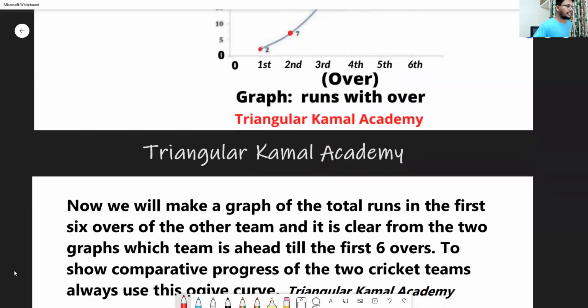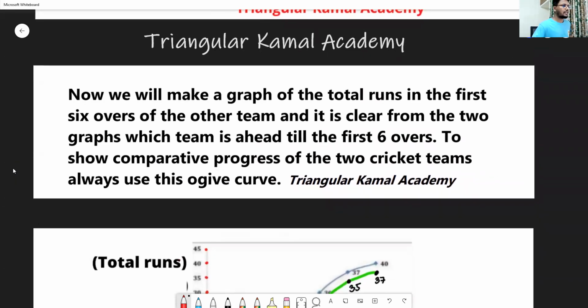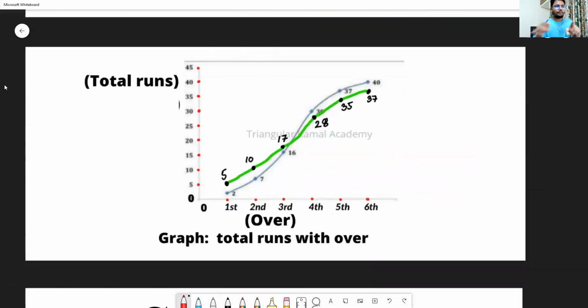Now we will compare this graph with the second team. We will make a graph of the total runs in the first 6 overs of the other team, that means the second team, and it is clear from the two graphs. So now we will compare both graphs. Which team is ahead till the first 6 overs? This shows the comparative progress of the two cricket teams. Always use the ogive curves. So now compare here. This is the comparative graph.